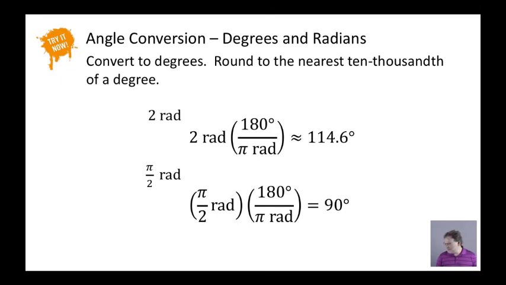And so 2 radians divided by pi multiplied by 180 gives us about 114.6 degrees. And I should have rounded that to the nearest 10,000th of a degree. I'm afraid I didn't do that. That's actually 4 decimal places, which I failed to do. So hopefully you did a better job there than I did.